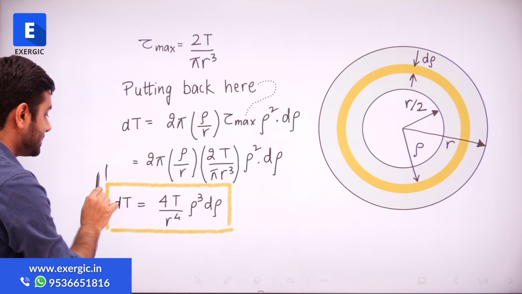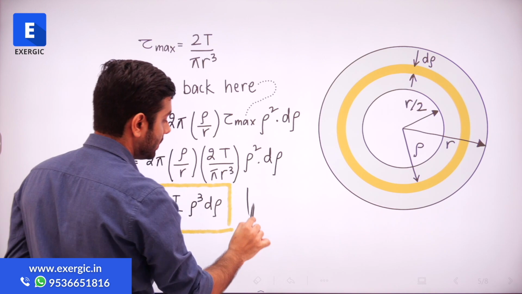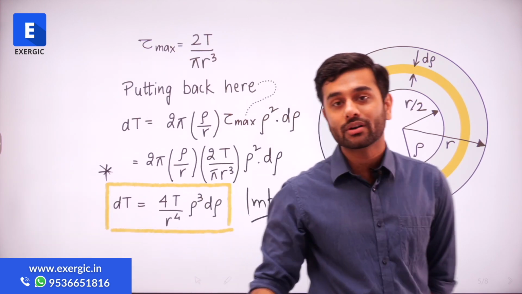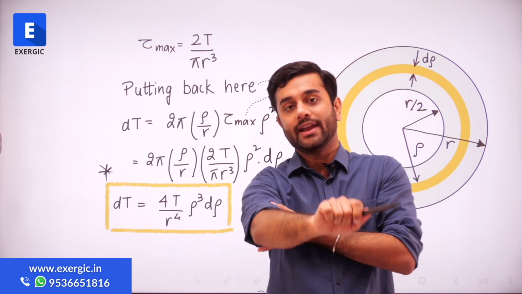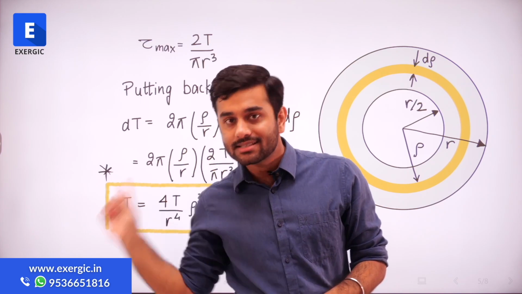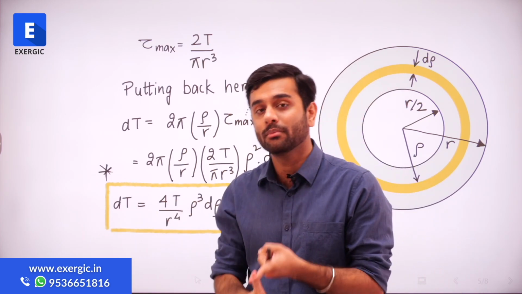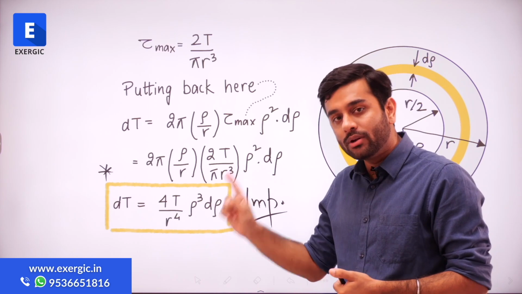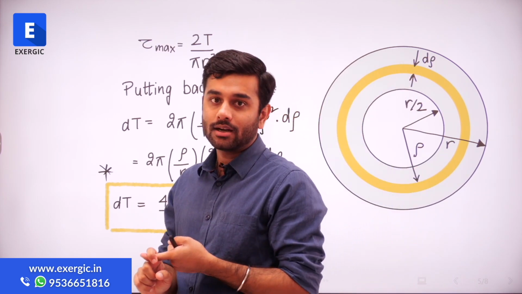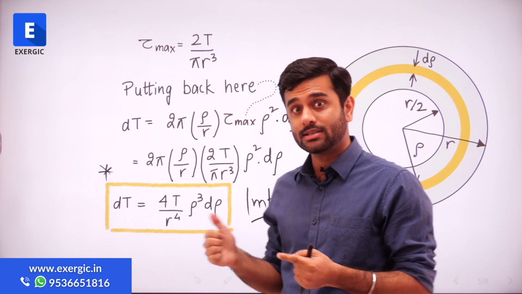So this is the expression of torque dt, which is telling you how torque is going to be defined for any such elemental ring. This is the expression that you have to remember, that you have to write down in your notes. A theoretical question can be asked upon the variation of torque based upon this expression.